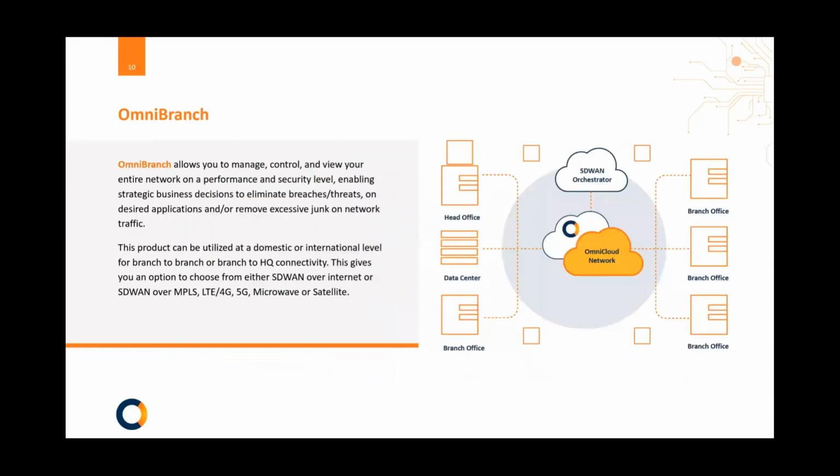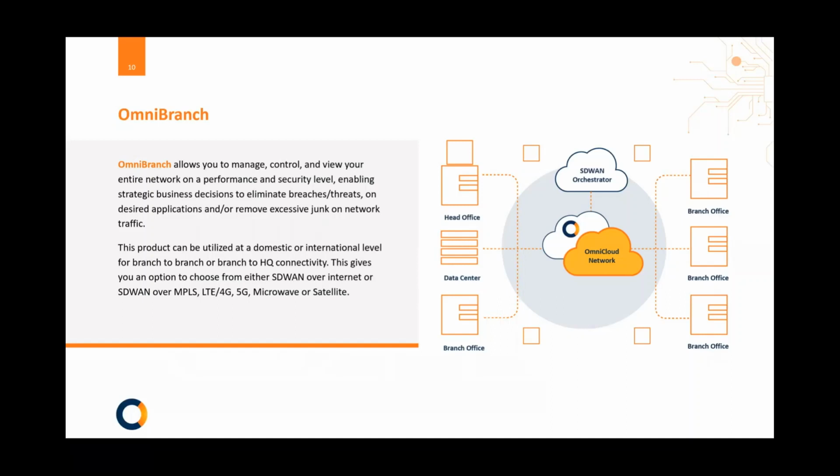So this is our baseline product, Omni Branch. For example, if you want to connect your branch office to another branch office, or from your branch office to headquarters, to your data center, and even to your global branch offices, we can provide you such connectivity in a very secure manner, and we can use our OmniClouds backbone as well, which gives you the luxury of committed SLAs and latencies.